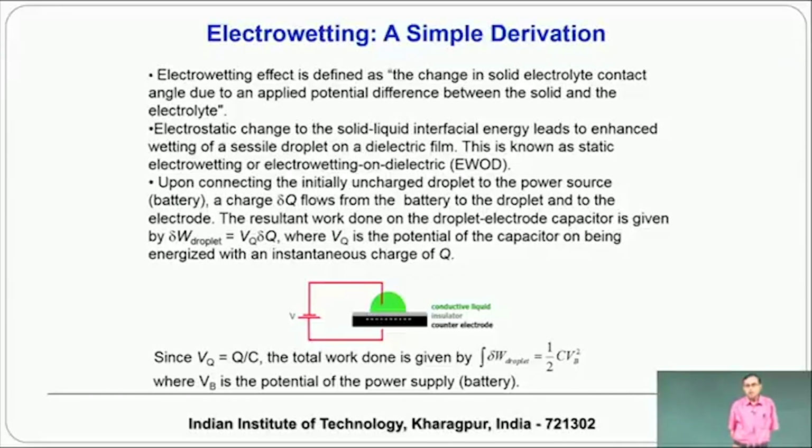Now because you have that insulator, you have a capacitor system working, so your instantaneous voltage is Q by C, where C is the capacitance. If you now substitute V as Q by C, so Q dQ by C, so Q dQ is half Q square, and Q square is C square V square, so it will become half CV square, where VB is the potential of the battery.